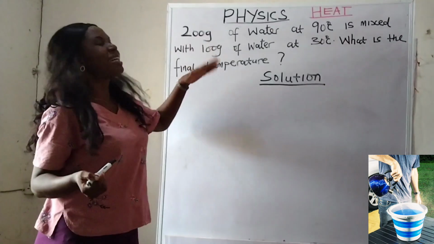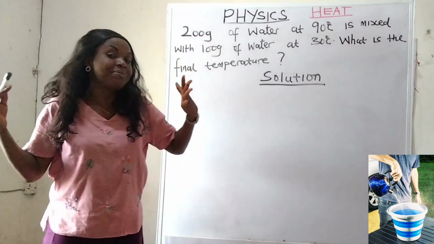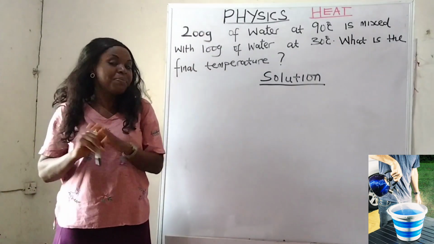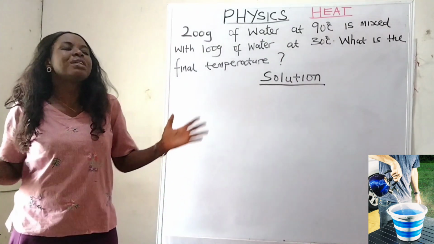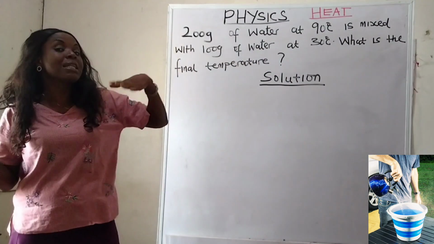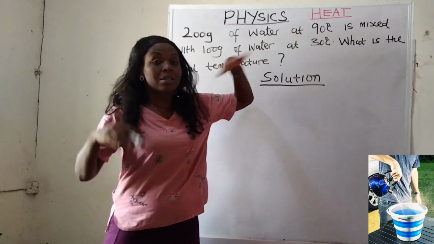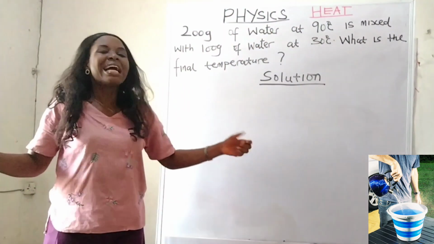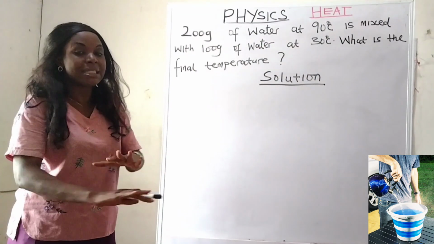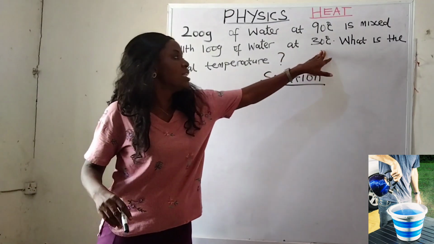The question on the board can be likened to somebody that wants to bathe. Maybe you want to use warm water to bathe, maybe the person is feeling a kind of cold. So you boil water and the water reaches 90 degrees Celsius, which is almost the boiling point of water. Now mix it with another water that is colder, which is 30 degrees Celsius.